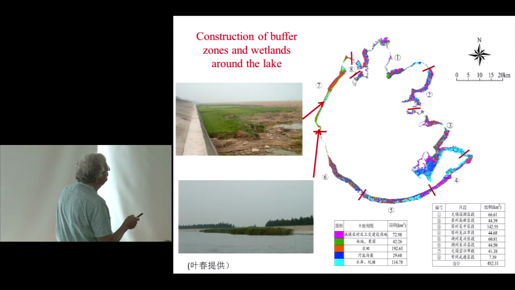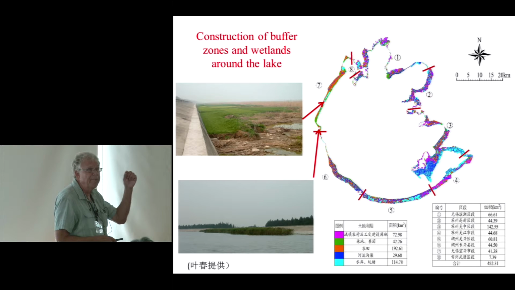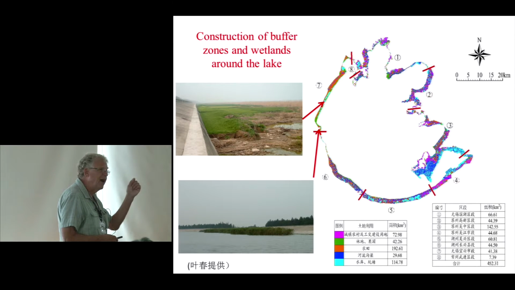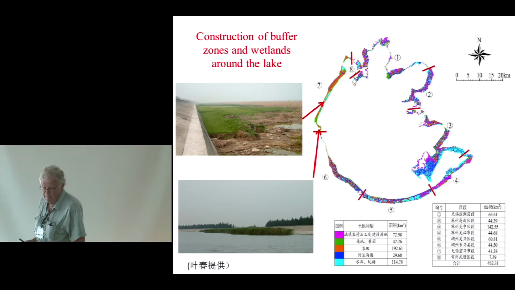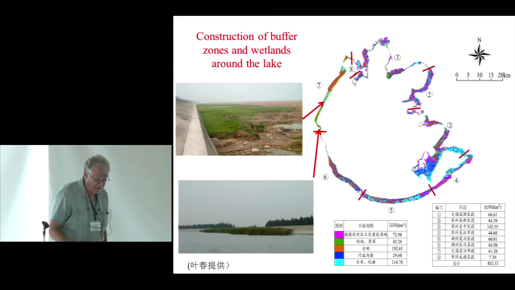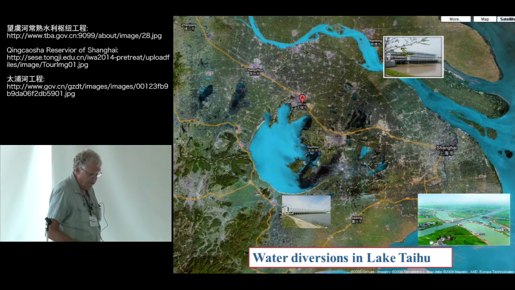The problem in Taihu is that it's 2,300 square kilometers, and we're talking about a very narrow strip around the lake that's only a very small amount of land to use for wetlands. So wetlands are not going to solve the problem by themselves. They will help, but they're not going to be the ultimate be-all, save-all in terms of the nutrient inputs.